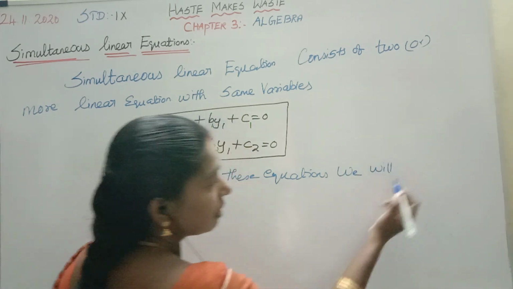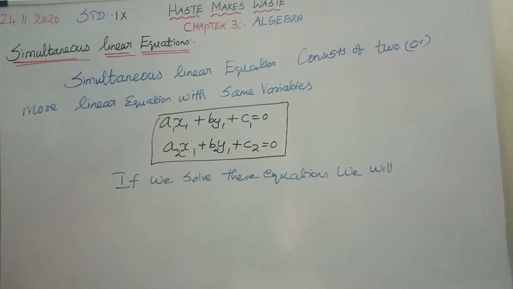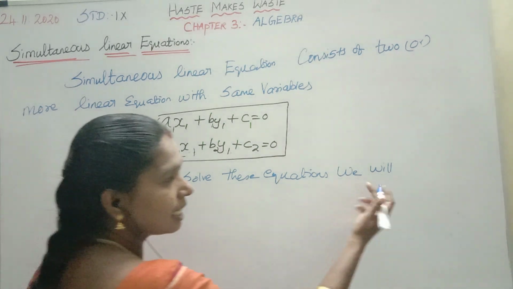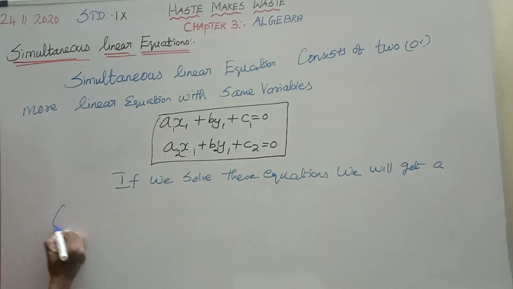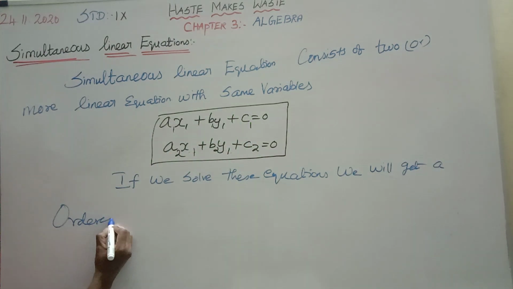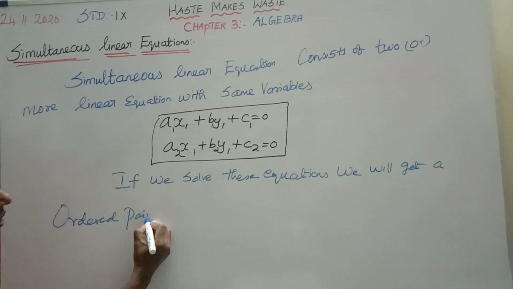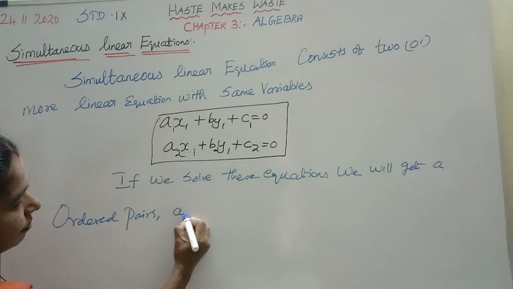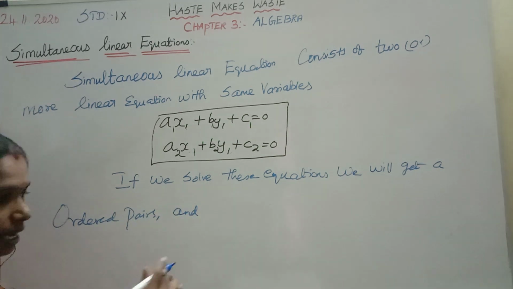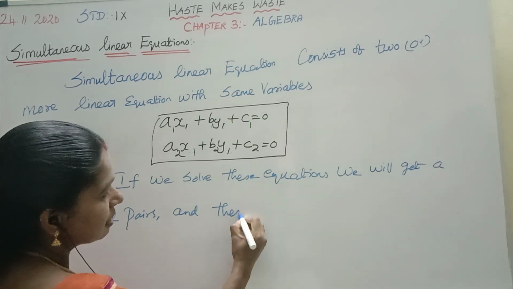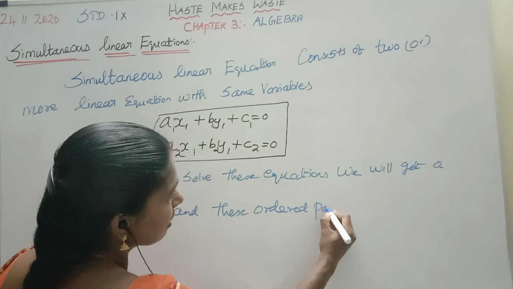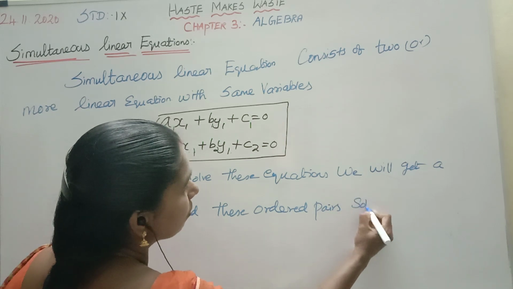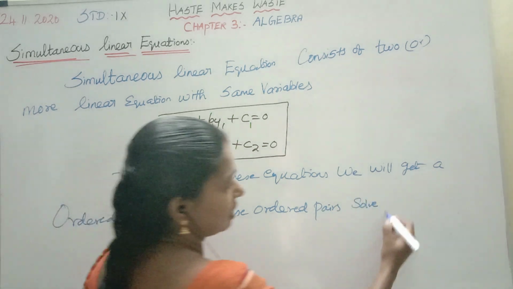Ordered pair means it will contain two ordinates. One is the x ordinate and another one is the y ordinate. So if we solve this equation we will get ordered pairs, and these ordered pairs solve both these equations.